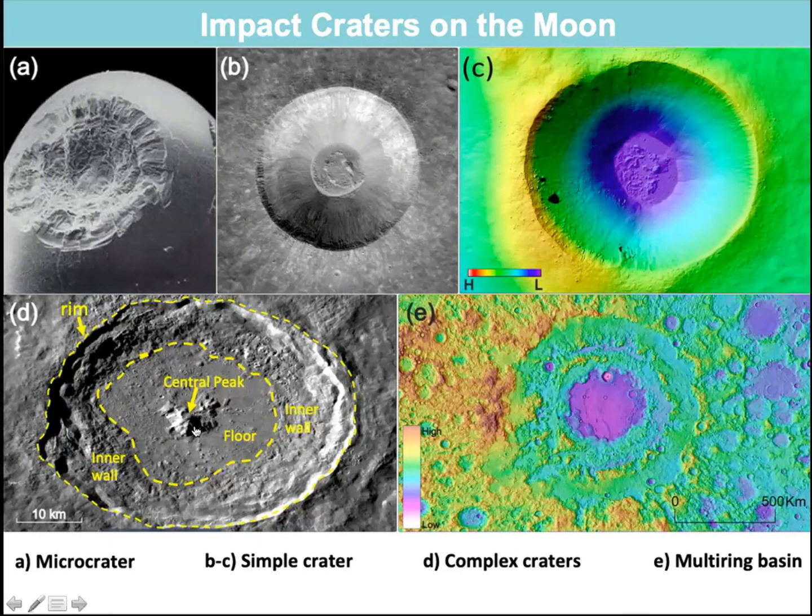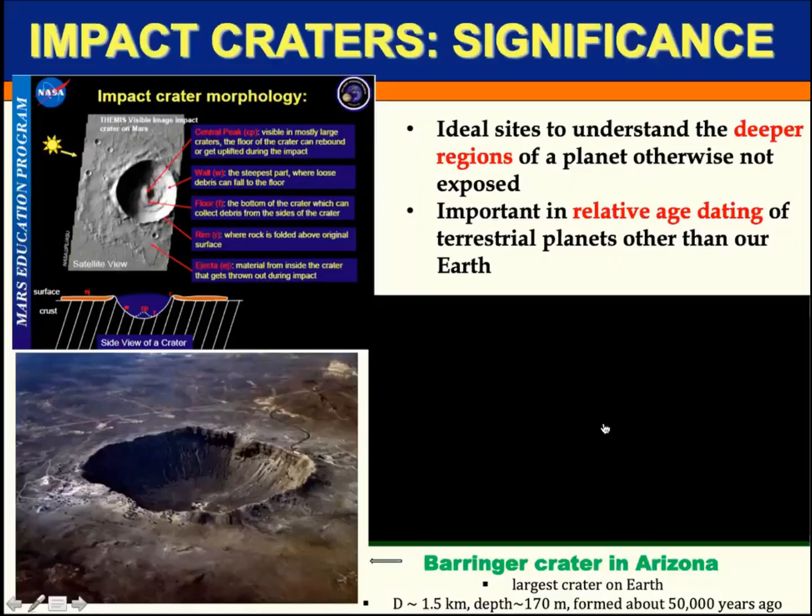These again are the deeper materials coming towards the surface, so we will get some idea regarding the composition of materials present on the deeper side. Again, when the impact activity is at an intensive stage, you can have formation of multi-ring basins as well. Okay, so these are the significance. Already I have mentioned some of the important aspects of impact craters.